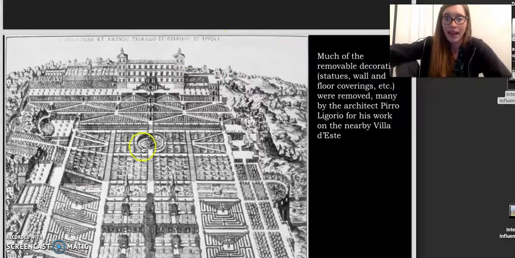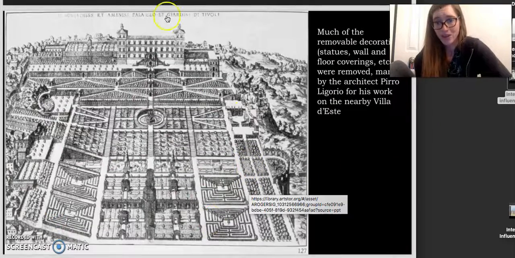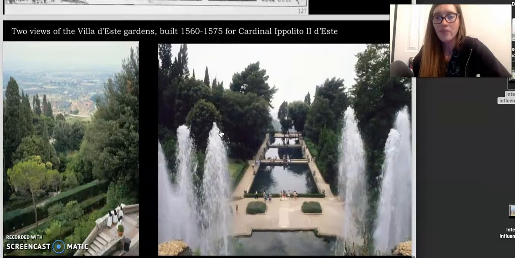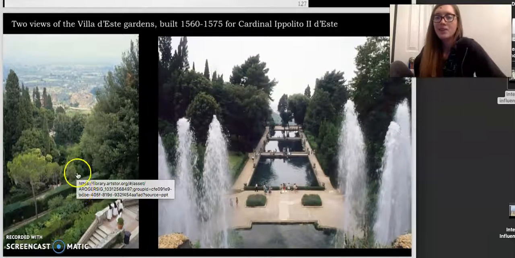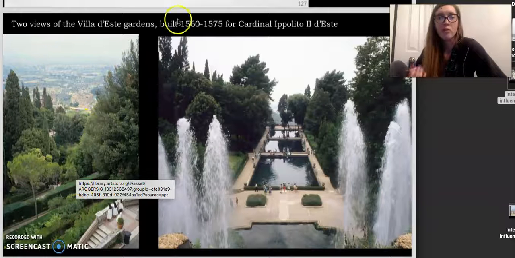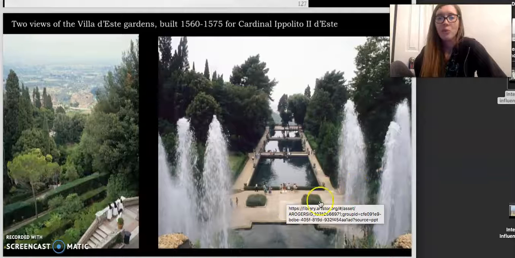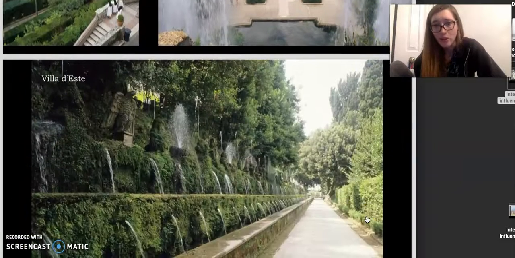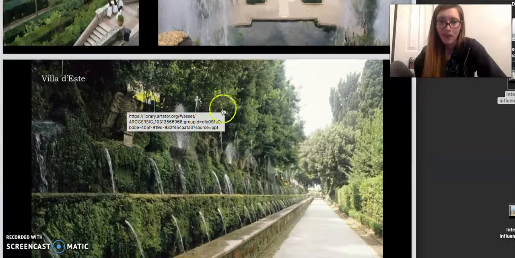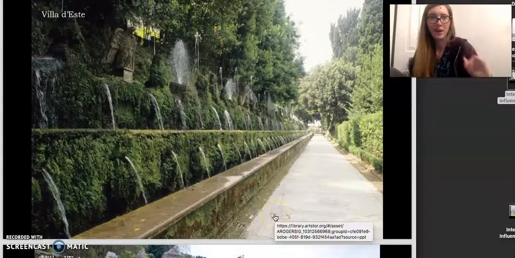Here's a plan, an engraving of what Villa d'Este looked like, with its extremely lavish gardens. So here are some views of what the gardens look like in more contemporary times. As you can see, the landscape is really kind of rich and green around here and pretty stunning. And we have loads of fountains, loads of water features, loads of sculpture. You can see all different eagle sculptures here with these banks of fountains running into the distance.